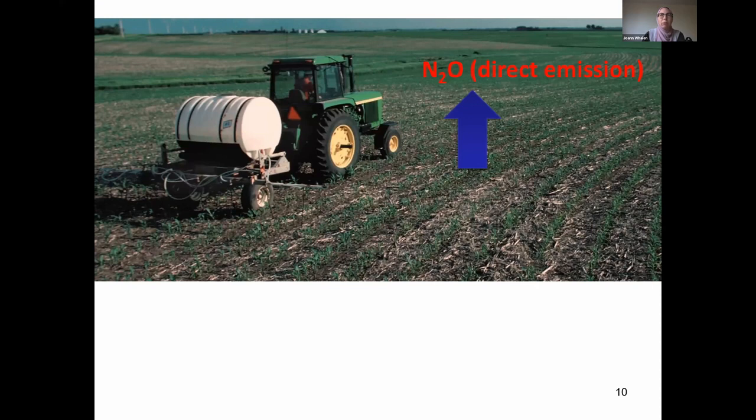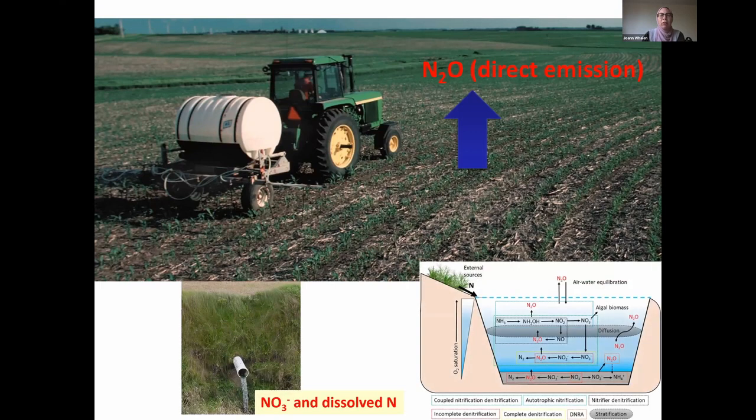Its radiative force is 310 times that of CO2. So it's quite worrisome. But it's not just what comes out of the field in the direct emissions. The second thing is that when water drains out of the field and you have nitrate that leaves the field in a dissolved form, it's vulnerable to enter into waterways and undergo a whole series of reactions.